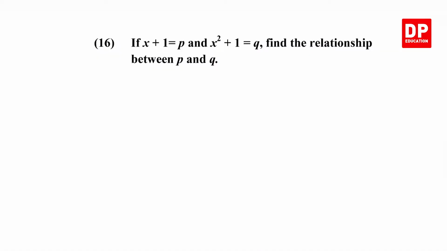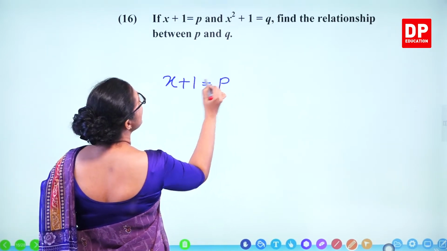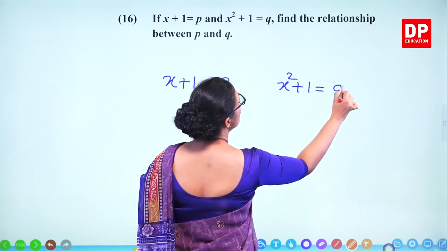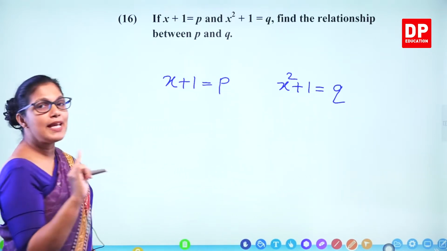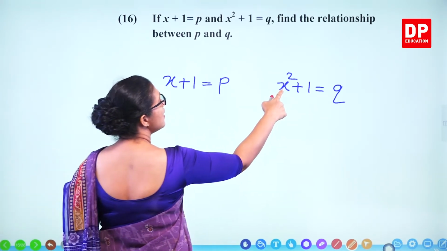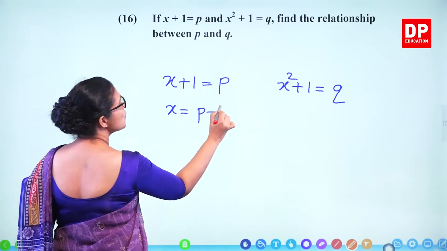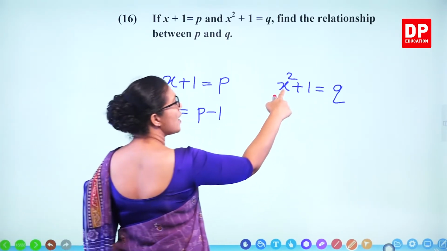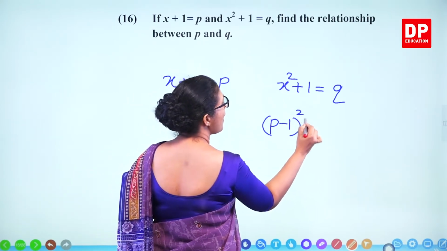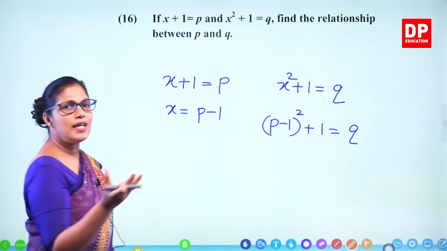Question number 16. X plus 1 is P. X squared plus 1 is Q. Find the relationship between P and Q. So we need to plug somehow here instead of x squared. So what is x here? P minus 1. So we'll substitute this one here. X squared. So that's P minus 1 squared plus 1 is Q. So this is the relationship between Q and P.